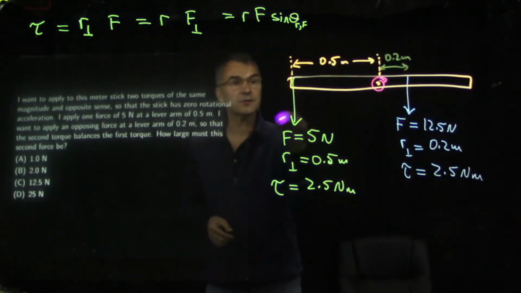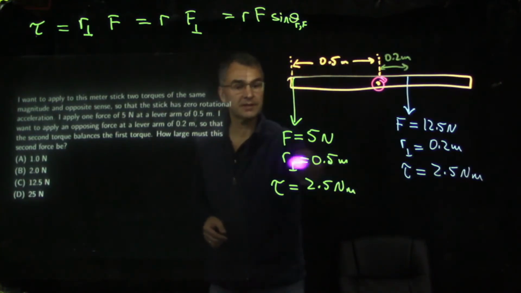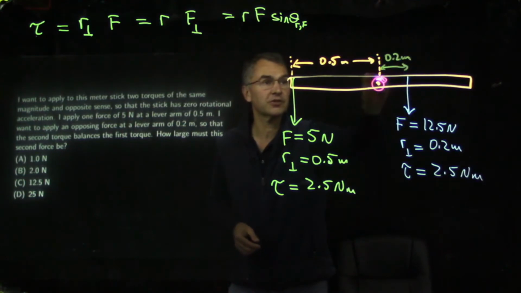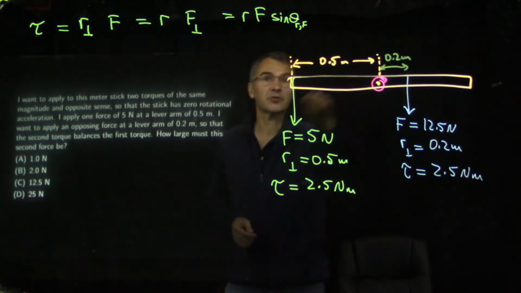To repeat, we put a 5 newton force perpendicular at a perpendicular distance of a half meter, and that gave us a 2.5 newton meter torque. In the other direction, we put a 12.5 newton force at a perpendicular distance of 0.2 meters. That gave us a 2.5 newton meter torque. So these two torques about this axis of rotation balance one another because one tends to go this way, one tends to go this way. They have the same magnitude in opposite sense, so the meter stick was balanced.